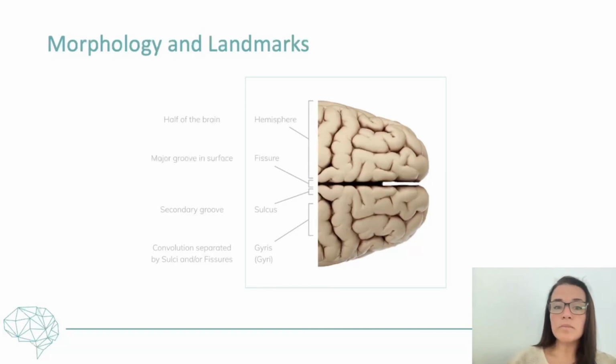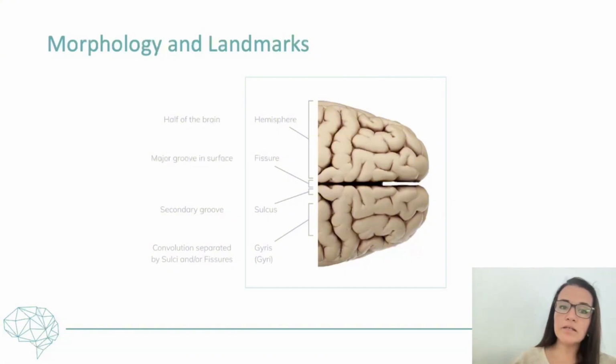Alright, so when I'm speaking about the left and the right hemisphere, effectively what I'm speaking about is the right half of the brain and the left half of the brain. So a hemisphere is really just the word that we use for that half of the brain. And these two hemispheres are then divided by a major groove in the surface of the brain, which is called a fissure. So a fissure is a very big groove. It's named in terms of its size and in terms of its width.